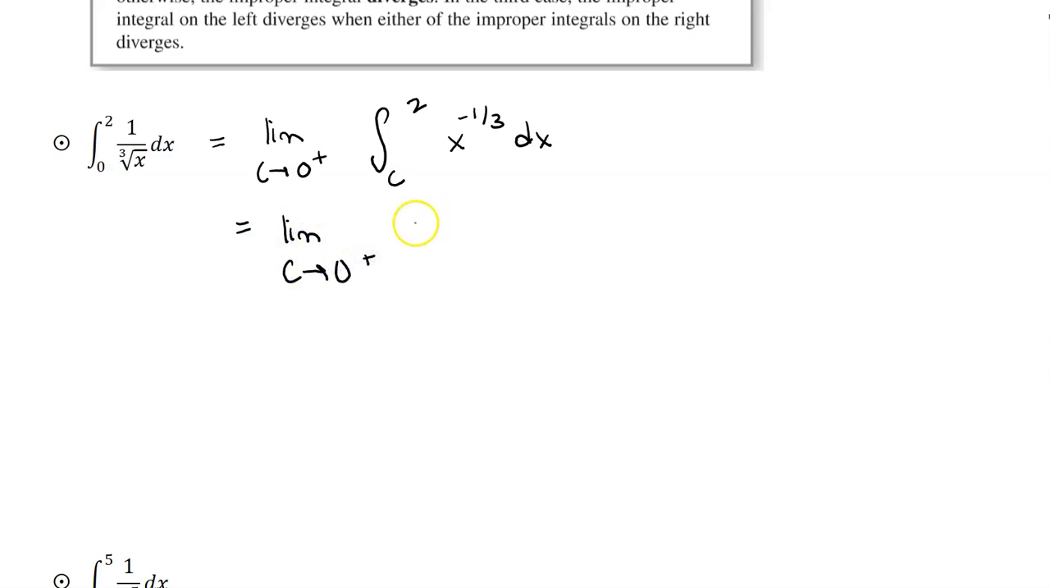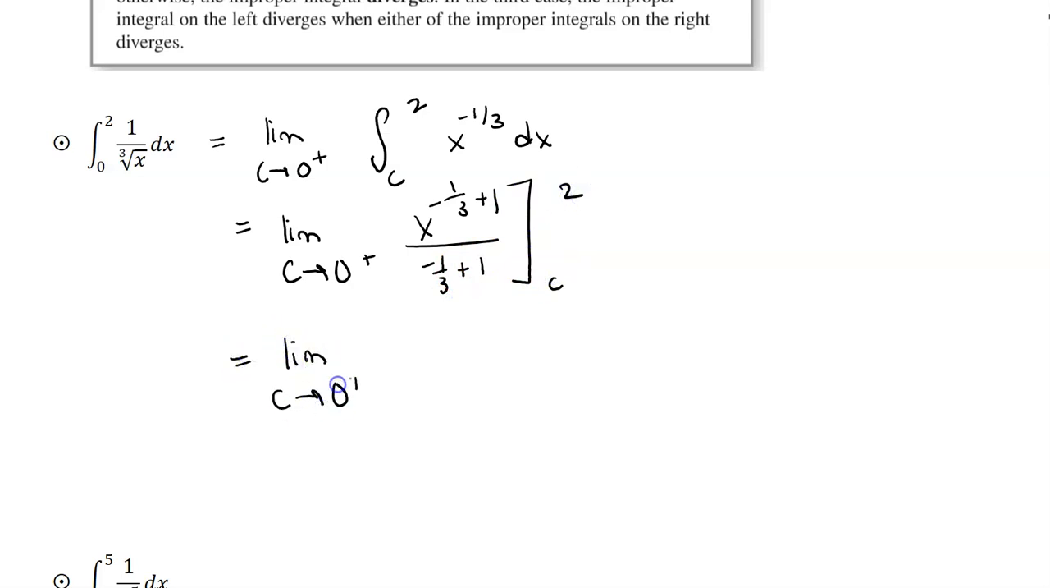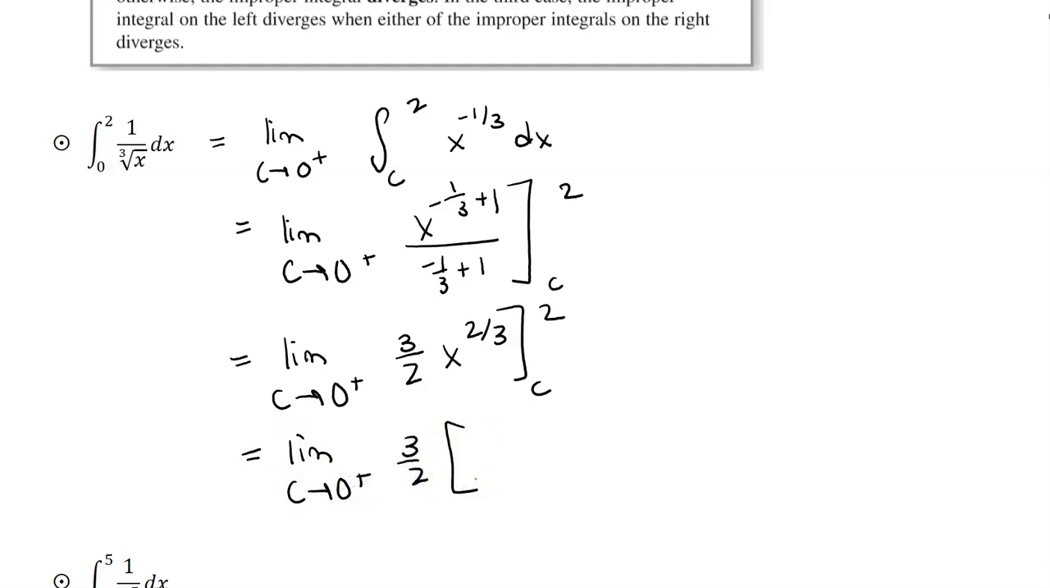So I get x to the negative 1/3 plus 1 over negative 1/3 plus 1, and that all goes from c to 2. We're taking the limit as c approaches 0 from the right of this, which now becomes, this is a 2/3 on the bottom, so 3/2 x to the 2/3 power from c to 2. And then I'm going to have 3/2 times 2 to the 2/3 minus c to the 2/3. And that's all going to be the limit as c approaches 0 from the right.